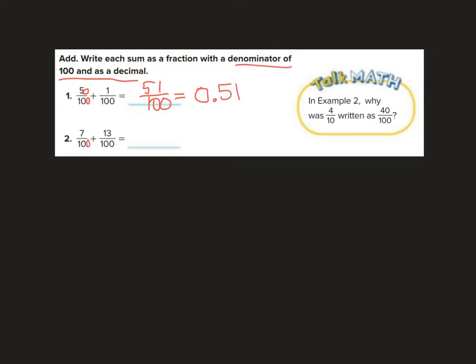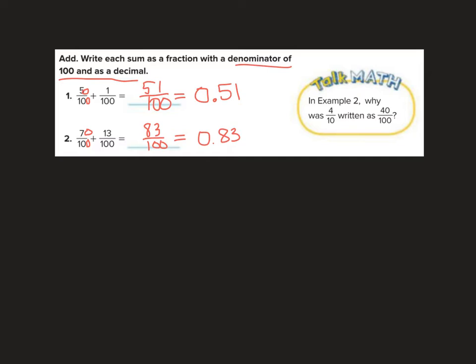Same for number 2. I need to add a 0 because that's all I'm doing when I'm multiplying by 10. And so then I can add 83/100ths, or 0 and 83/100ths.